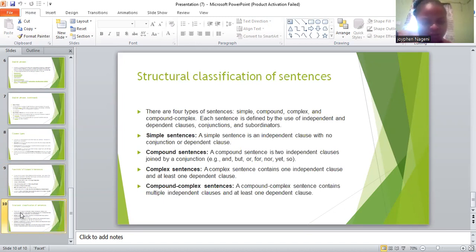Simple sentences. A simple sentence is an independent clause with no conjunction or dependent clause. Compound sentences. A compound sentence is two independent clauses joined by a conjunction, for example, and, but, or, for, nor, yet, or so. Complex sentences. A complex sentence contains one independent clause and at least one dependent clause. Compound complex sentences. A compound complex sentence contains multiple independent clauses and at least one dependent clause.